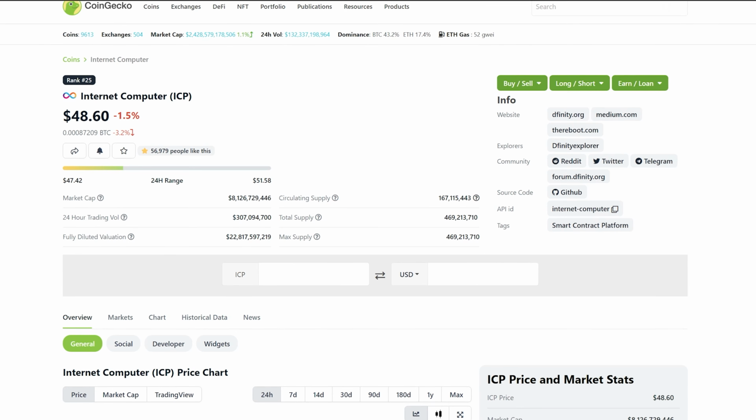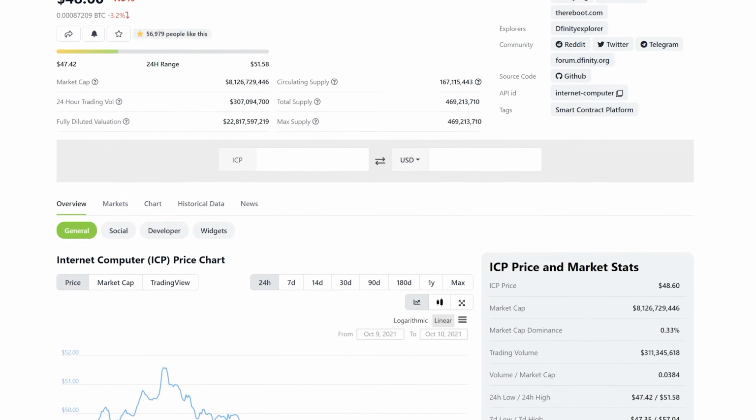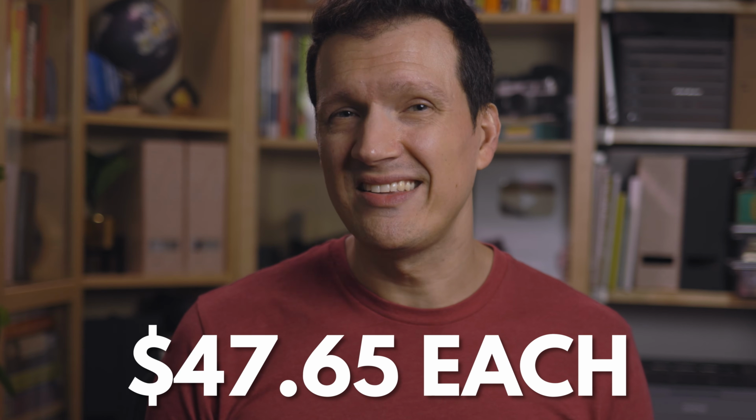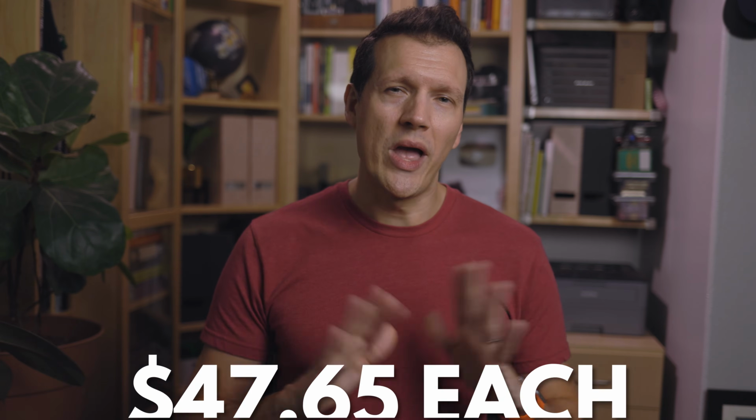So what do I think about the price? Where's it going from here? Well, if I use the example of ICP I mentioned earlier, which has a market cap of $8.7 billion, then I can calculate that if Flux were to get the exact same market cap as ICP, 1 Flux would be worth $47.65 each, which is well over a 100x from where it is today. That doesn't mean that will happen, but I think there's still so much room for price action with Flux.